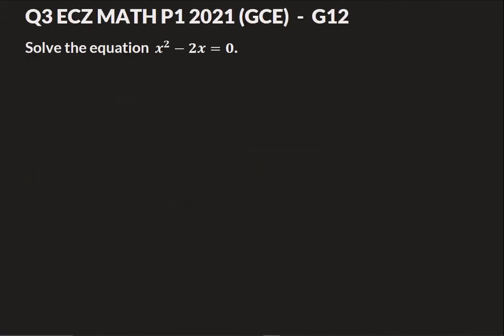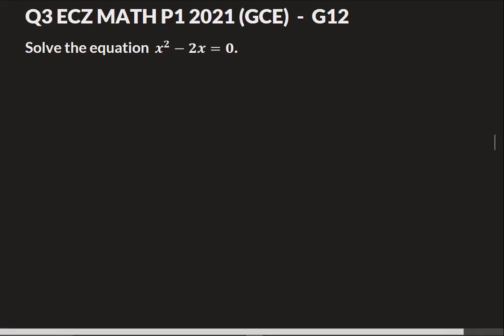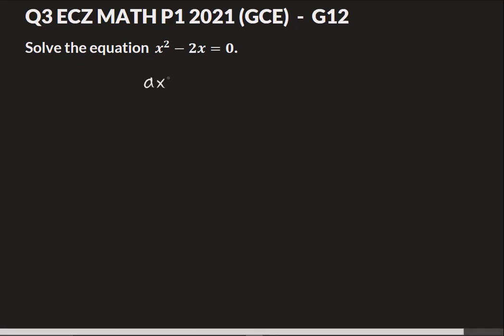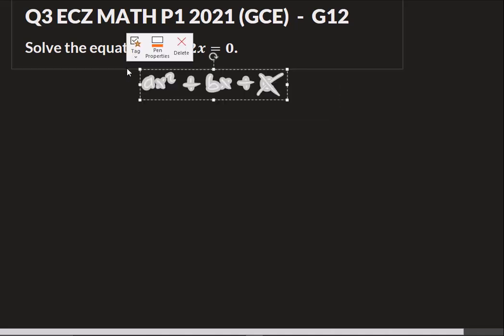Here we have an additional question. This is a quadratic expression and we are required to solve it. You notice we don't have a c term, we don't have a constant. Usually we are supposed to have ax squared plus bx plus c. We don't have this. So how do we treat this question? How do we solve it?